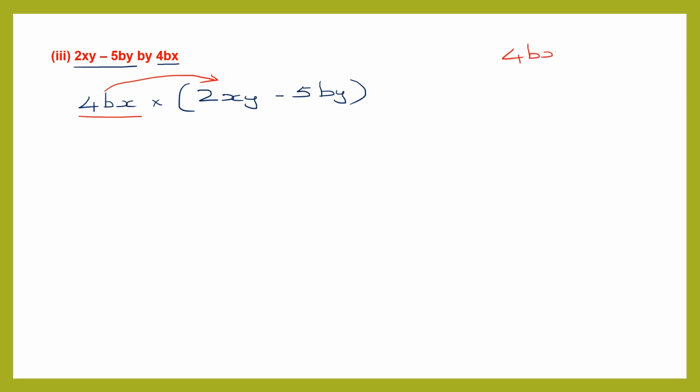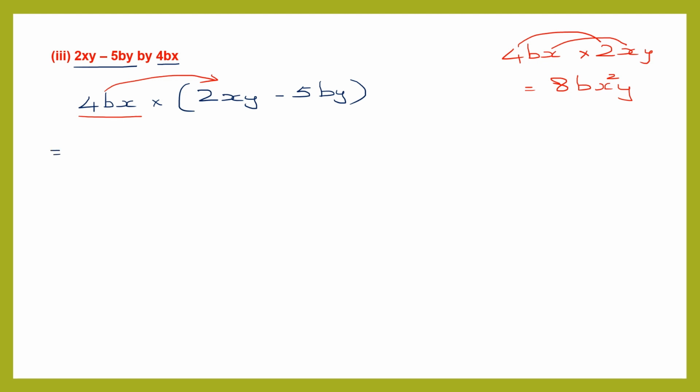Next, the polynomial here is 2xy minus 5by and we have our monomial 4bx. So 4bx into, write the polynomial within brackets, 2xy minus 5by. Now let's multiply this monomial with the first term of the polynomial. So that is 4bx into 2xy. So multiply the numbers. 4 2s are 8. Now b there is only 1, so we write b as it is. Now x we have 1x here and 1x there, so x to the power of 2 and only 1y.